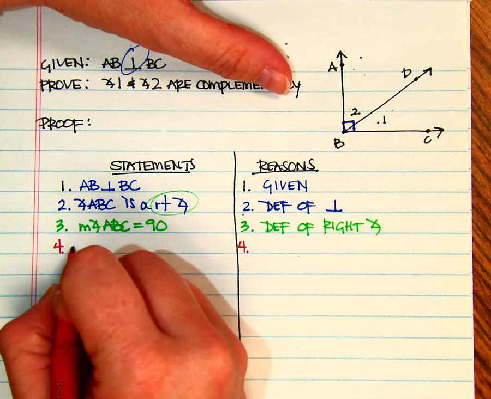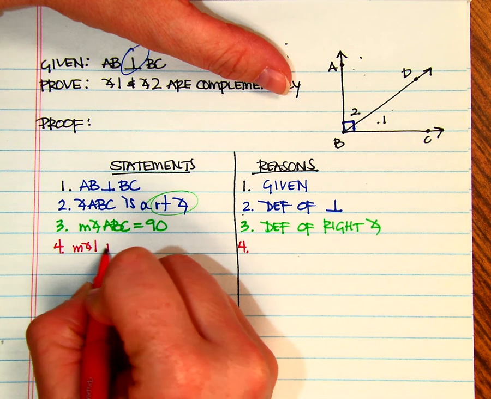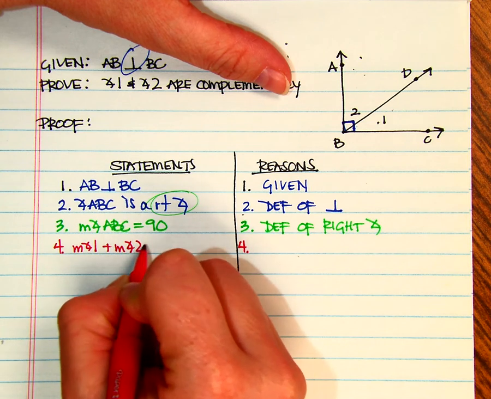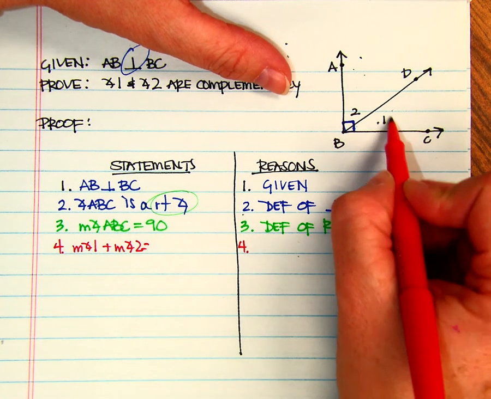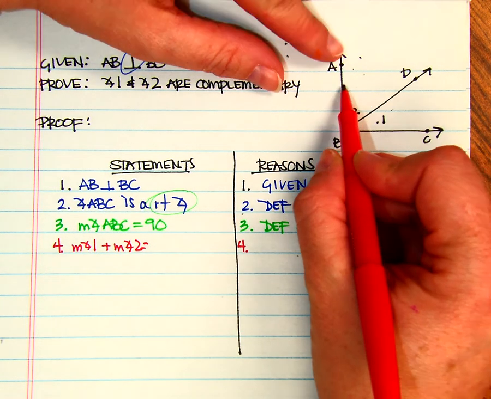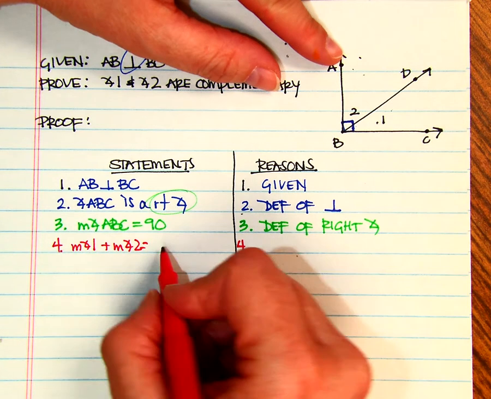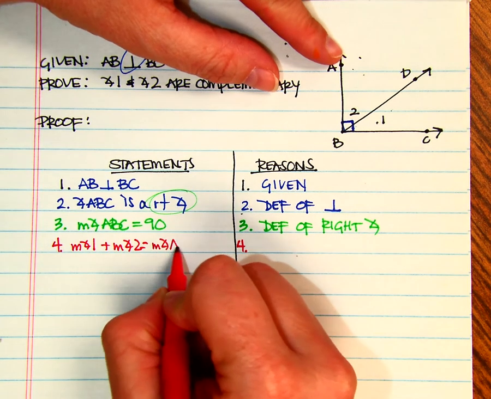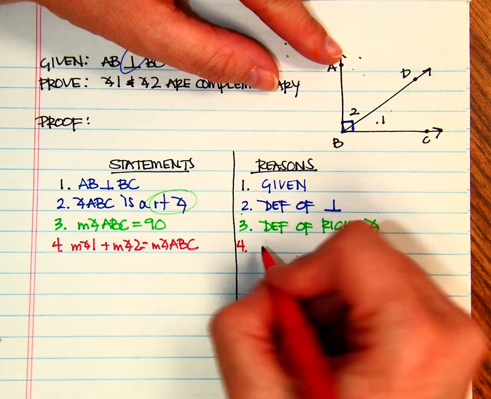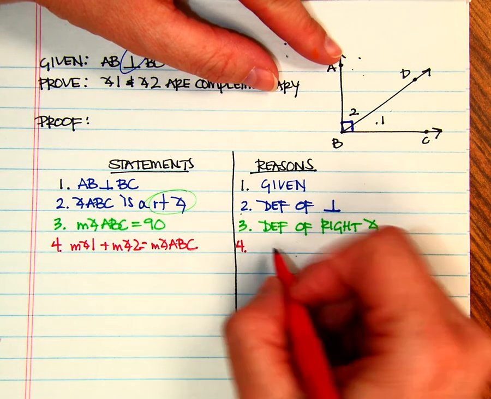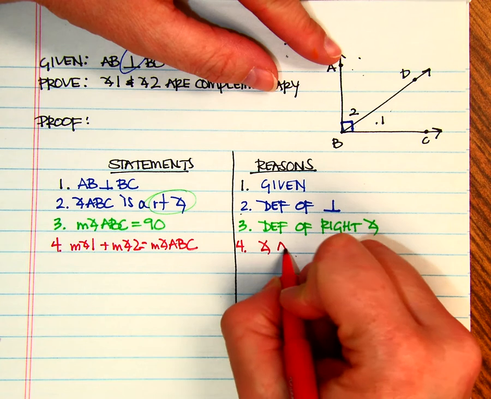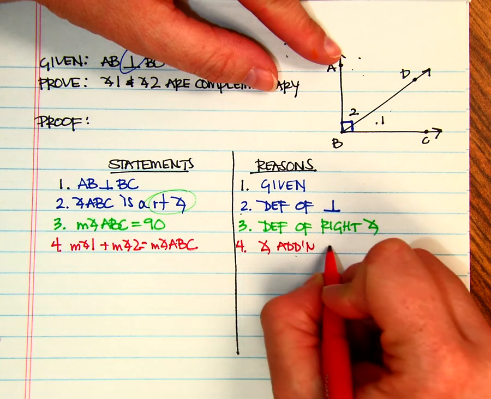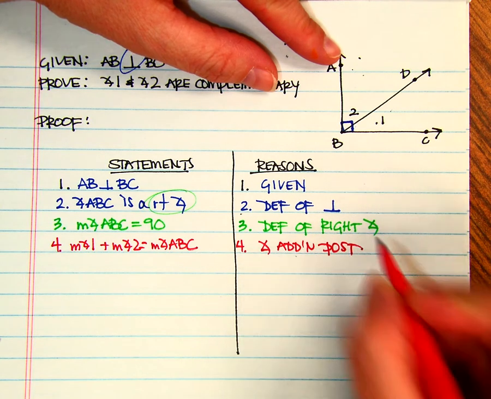So I know then that the measure of angle 1 plus the measure of angle 2 equals, so this angle plus this angle equals the whole angle of ABC. And that would be the angle addition postulate. An angle plus an angle equals the bigger angle.